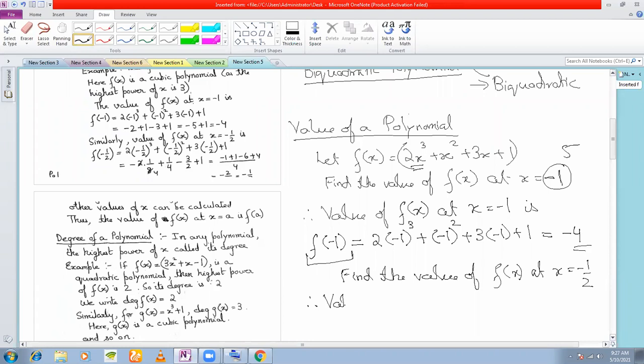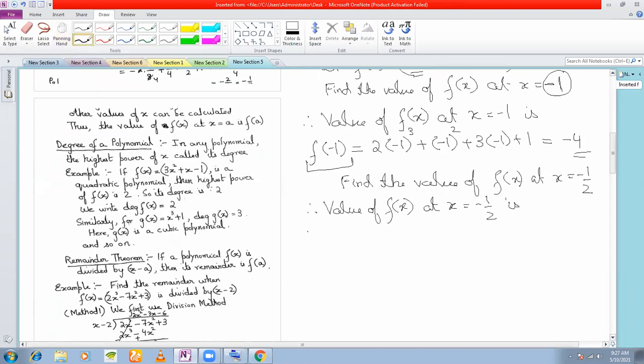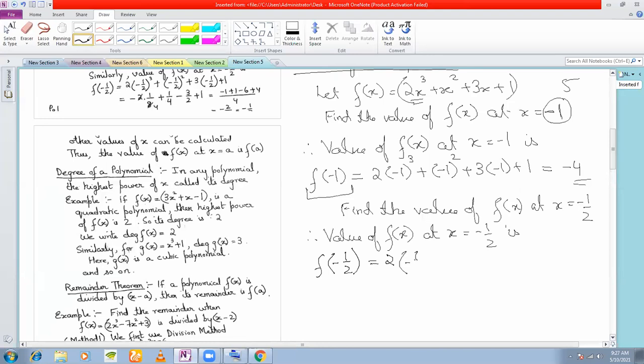Therefore, the value of f(x) at x equal to minus half is f(minus half), right? Now put the value in the polynomial. What is the polynomial? Twice x cube, so twice minus half cube, plus x square, so minus half square, plus 3 times minus half, plus 1.